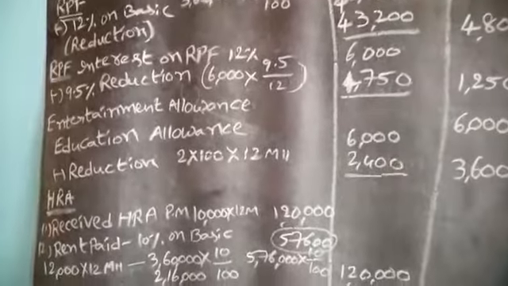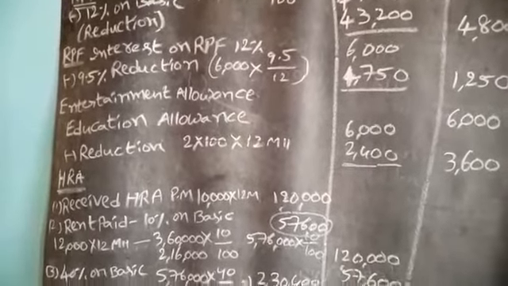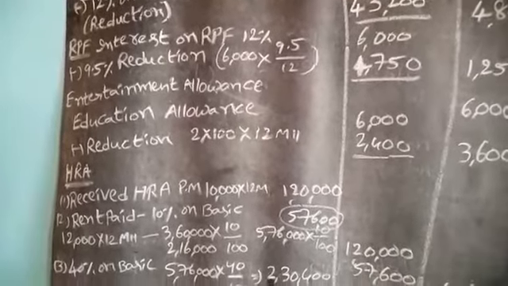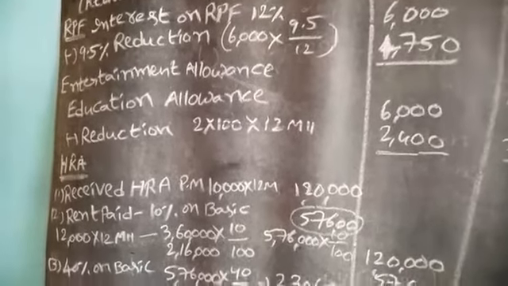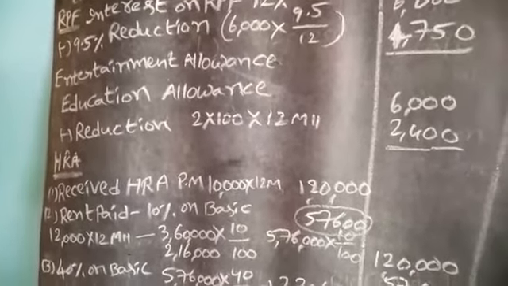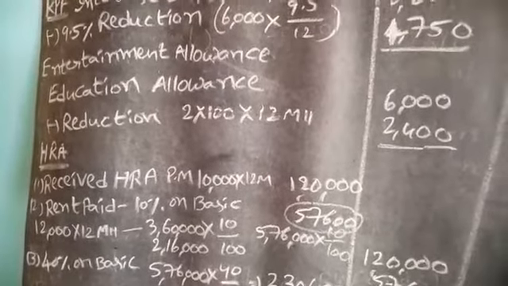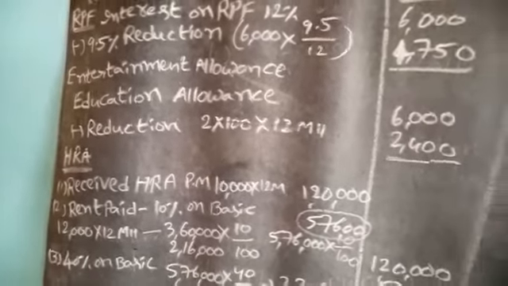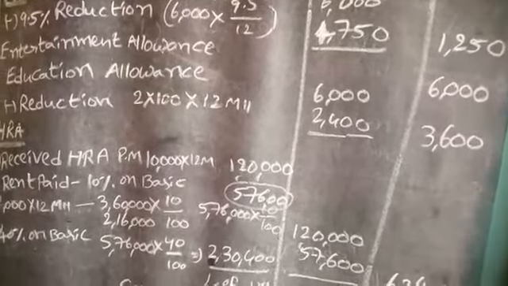So next is the entertainment allowance 6,000 per annum. And the education allowance, they give 6,000. We put it in the inner column and we reduce the education allowance. We are giving only for 2 children, 100 per month into 12 months, 2,400. We less it from the 6,000 and it is 3,600 as the taxable.